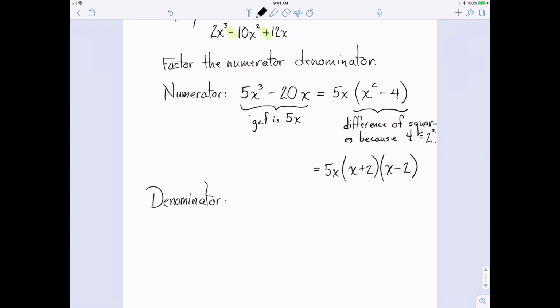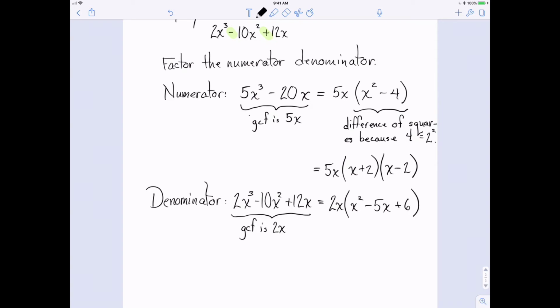Our denominator is 2x cubed minus 10x squared plus 12x. If I look at it right off the bat, I think I have a greatest common factor of 2x. So let's factor out a 2x. Now I have 2x times x squared minus 5x plus 6.